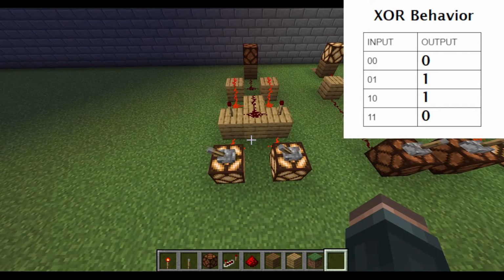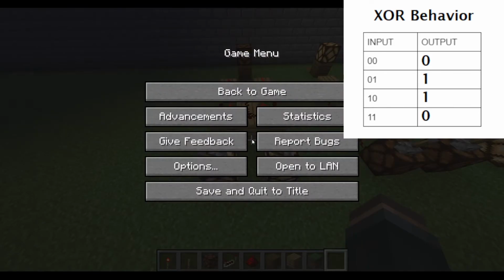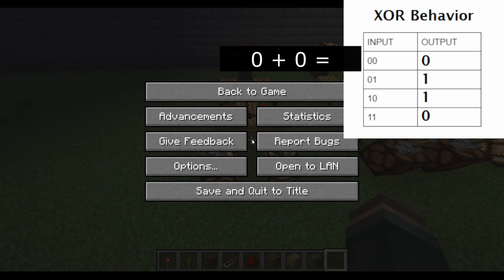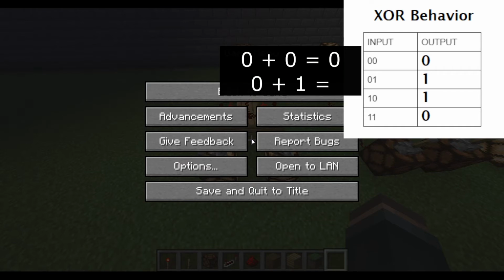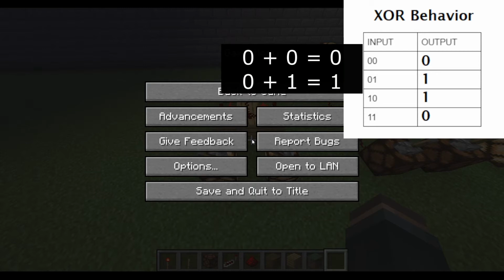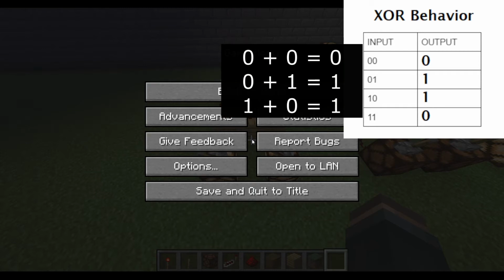I want to take a minute and talk about why I think that this gate is one of the most important. If we think about our logic table in terms of adding, what we see from the XOR behavior is that it actually already is in itself an adder. 0 plus 0 is easy, that's 0, and our output is also a 0. Our next one, 0 plus 1, is also 1. 1 plus 0 is 1, and our output is 1. And then 1 plus 1.